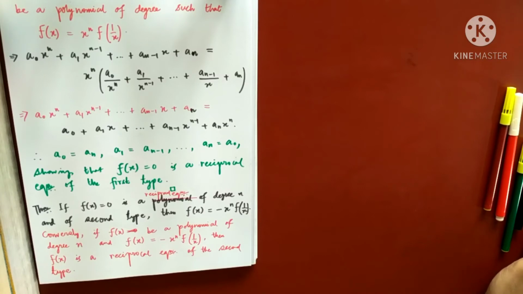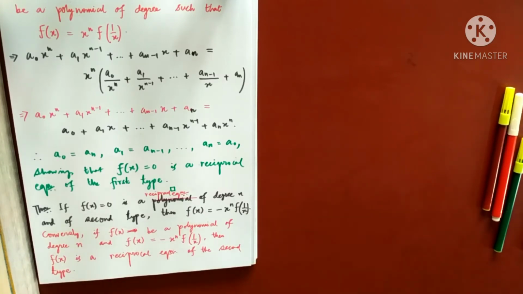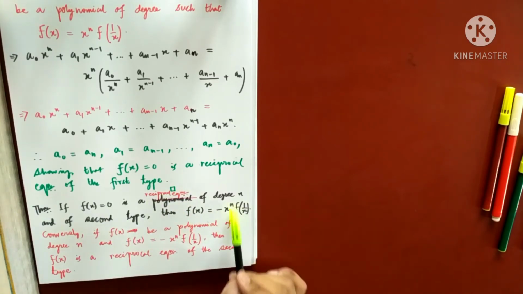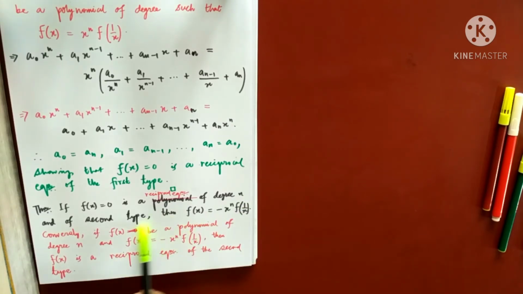Okay, so you see here, if that is a reciprocal equation of second type, then f(x) can be written as minus x to the power n f of 1 by x, and if some polynomial can be expressed like this, then that will be a reciprocal equation of second type. Okay. So now we can easily check whether my reciprocal equation is a first kind or second kind. So now we can classify our reciprocal equation, whether it is a first kind or second kind.